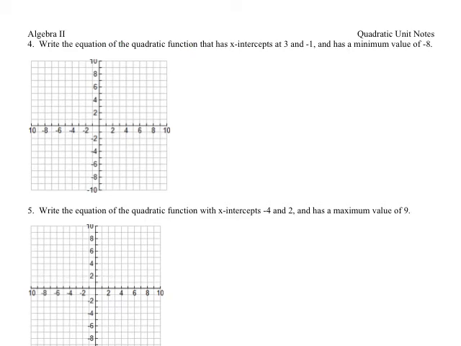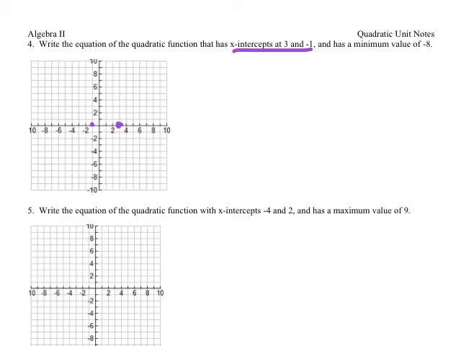problem asks us to write the equation of the quadratic function that has x-intercepts at 3 and -1 and has a minimum value of -8. So we have to do a little bit more thinking in order to figure out what the vertex is. So let's go ahead and put our x-intercepts on our graph. So we have x-intercepts at 3 and -1. And we know that our minimum value occurs at -8, but let's not figure that out quite yet.